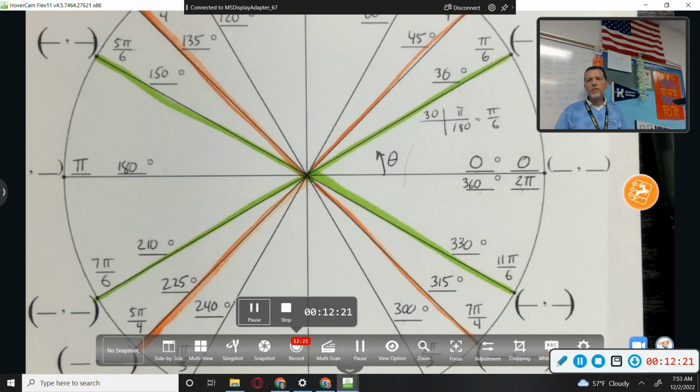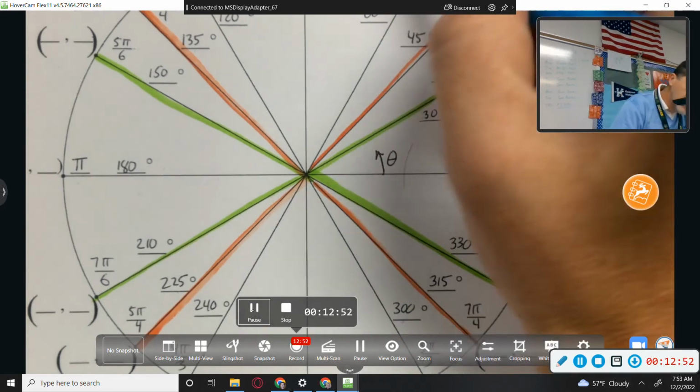All the over 4s, what's the reference angle for all the over 4s? 45, and in radians it's pi over 4. So all of your over 4 angles have a reference angle of pi over 4. Basically, reference angles on the unit circle are super easy because it's whatever the denominator is. All right, pick one more color and do the same thing with the over 3s.